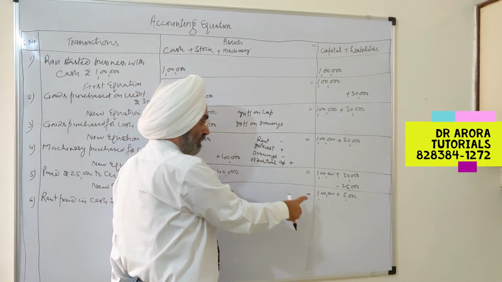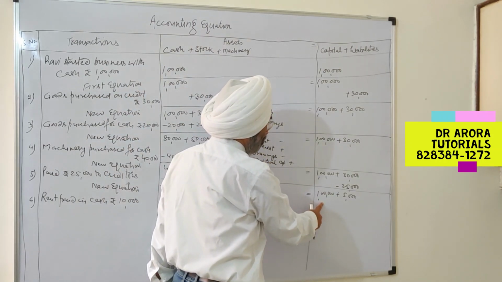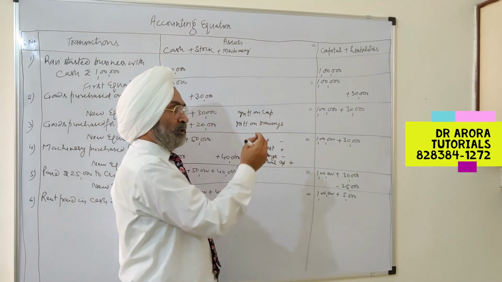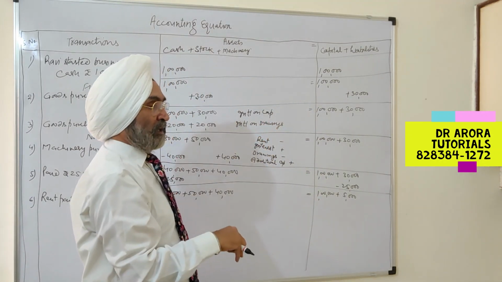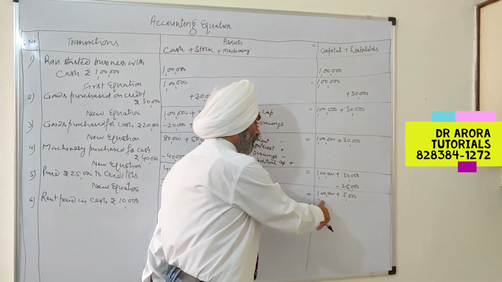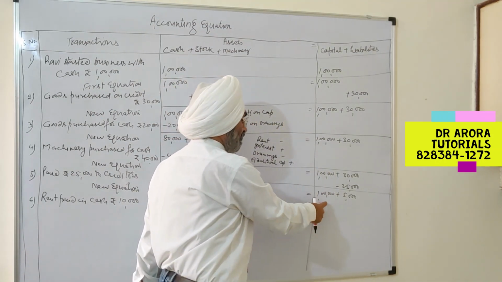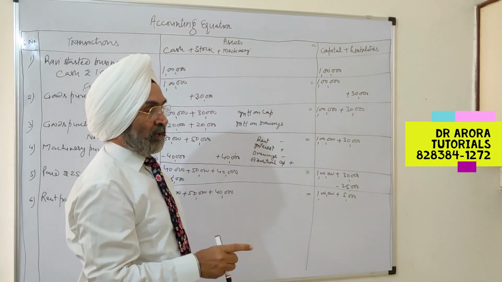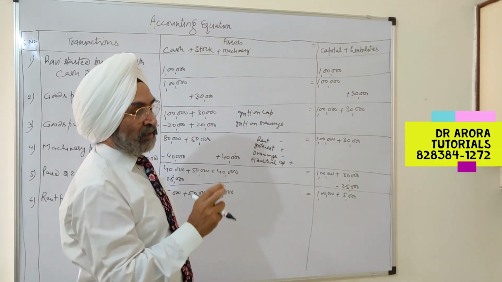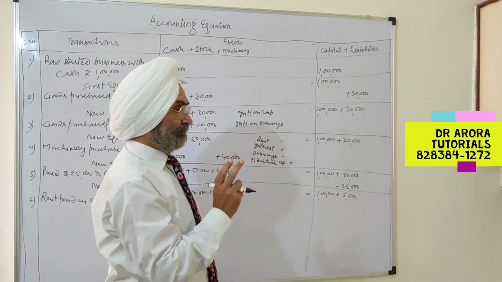Because of income, capital will increase. Because this interest is to be charged from the proprietor, his capital will decrease. So because of the two items, the increase and decrease will be of the same amount. Hence, ultimately, the capital will remain the same.